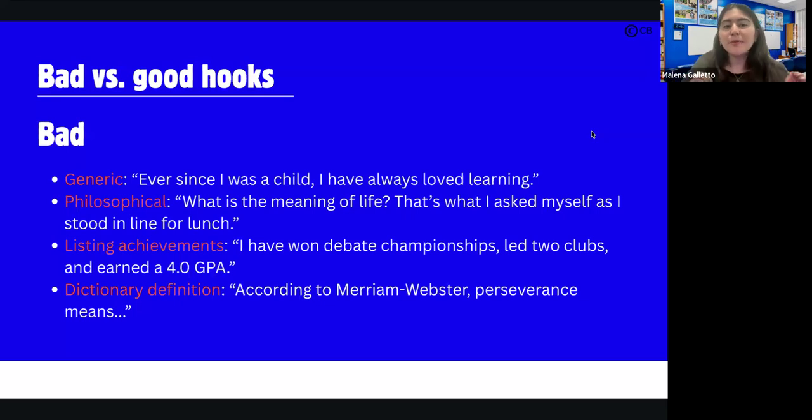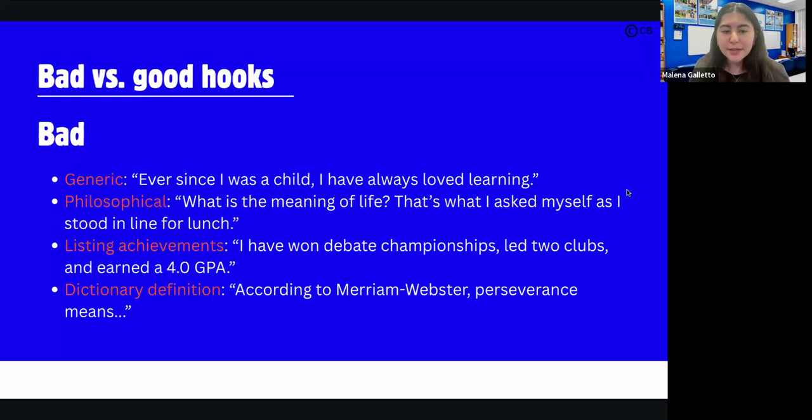So, an example: "Ever since I was a child, I've always loved learning." This is not going to be a strong or competitive or engaging hook because it's too generic. Too many people can write this particular sentence and probably are writing a sentence like this, especially if they're applying to a university. You think, I loved learning, that's what they want to hear, but that's what every other person is writing. You don't want to be too philosophical. You don't want to start your essay with, what is the meaning of life?